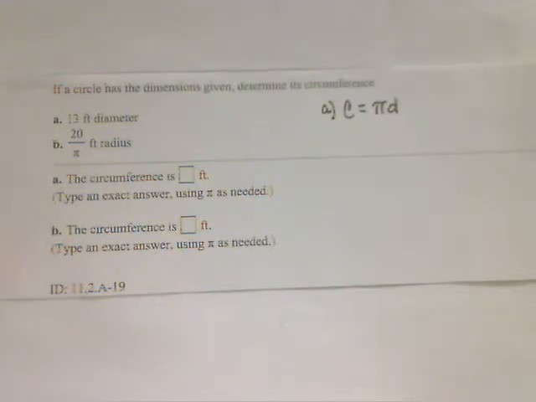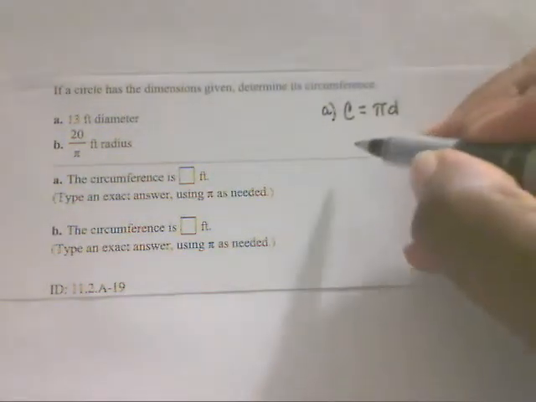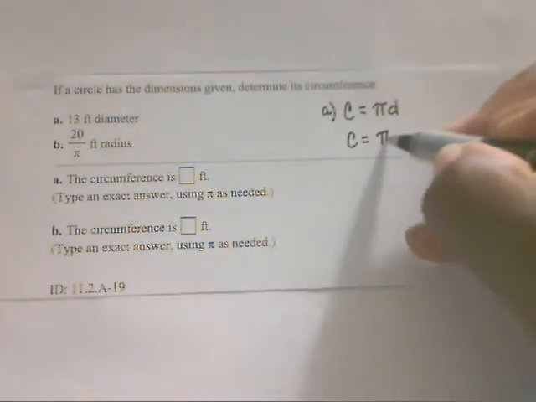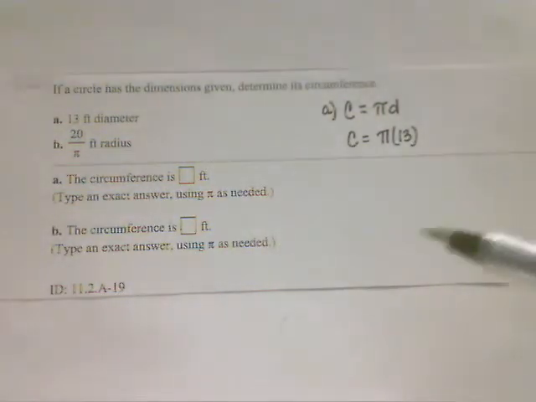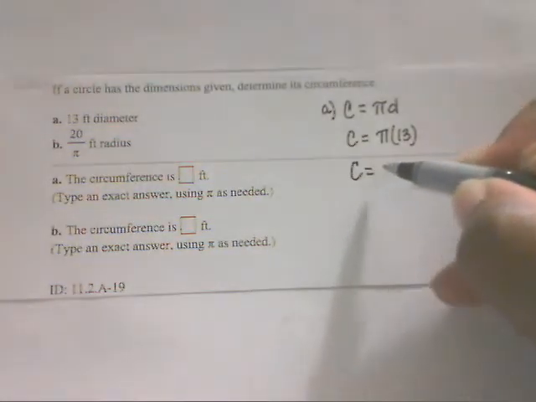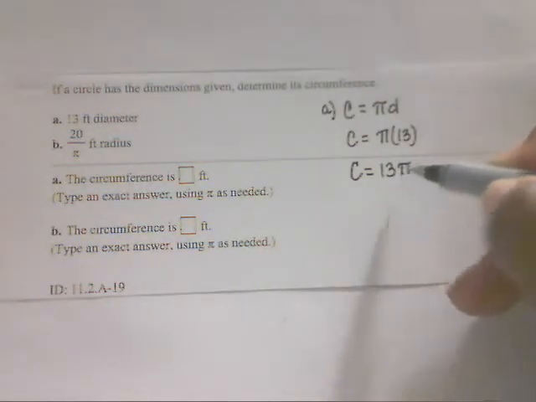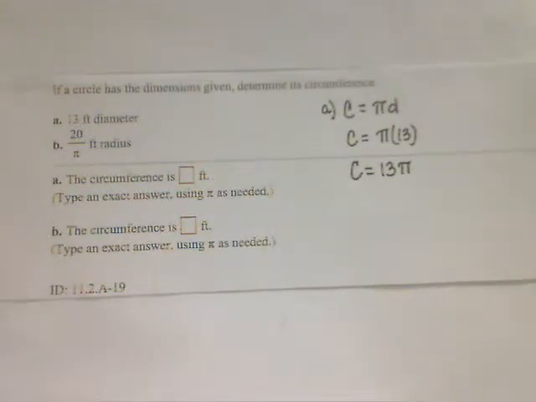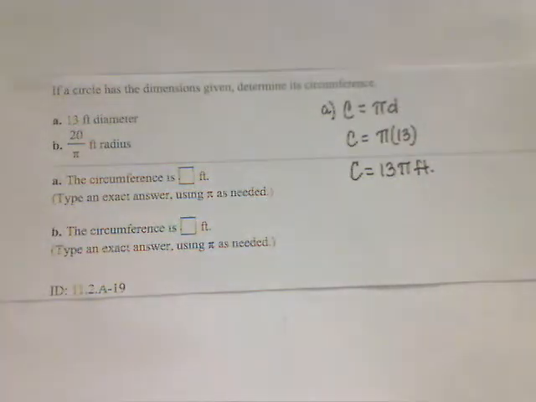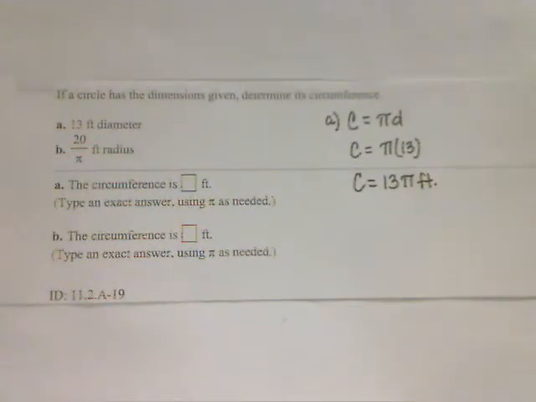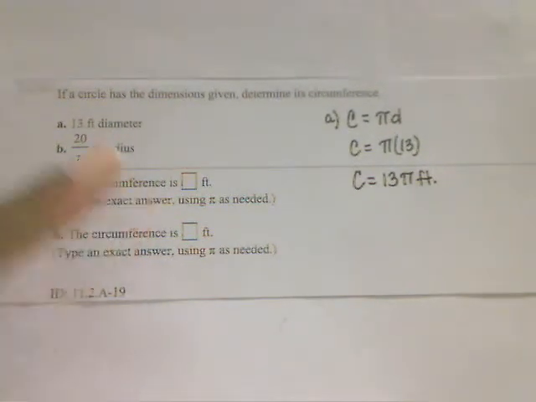Okay, so in this case, the diameter is 13 feet. So here, this will be pi times 13. And the directions tell us to type in the exact answer using pi as needed. So our circumference, we'll just leave that as simply 13 pi. And it'll be 13 pi feet, because the diameter was given to us in feet. And you'll just type in the number 13 pi.